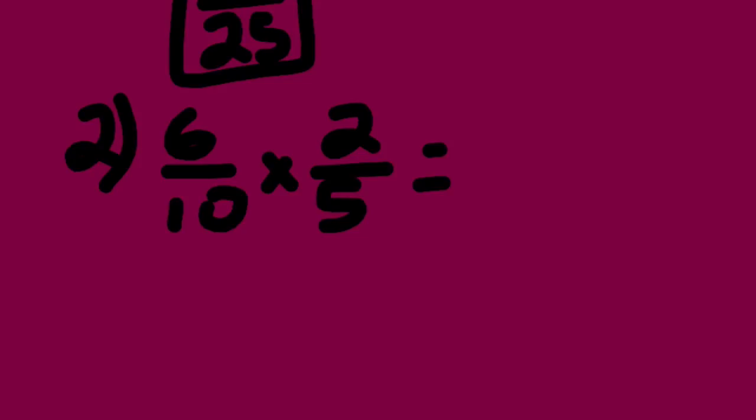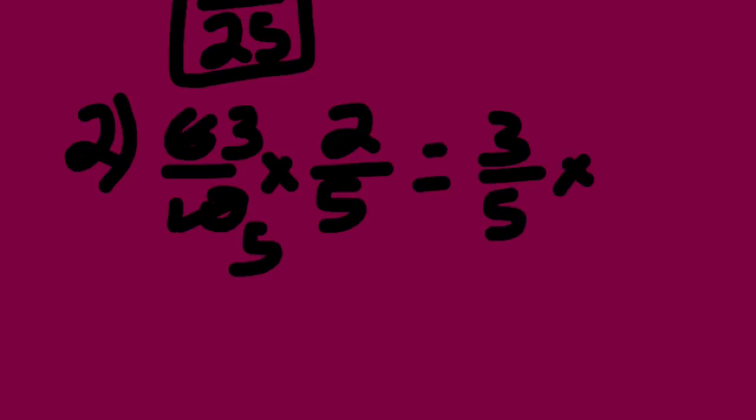So you can do it either way. You can cancel 6 and 10, or you can cancel 2 and 10. I'm just going to cancel 6 and 10. So 6 divided by 2 is 3, and 10 divided by 2 is 5. So what you get is 3 over 5 times 2 over 5.